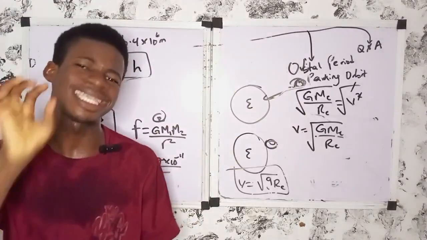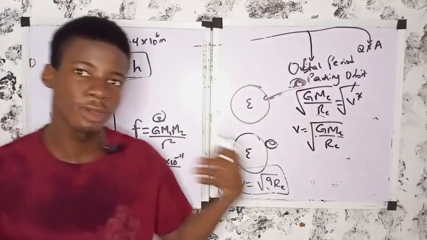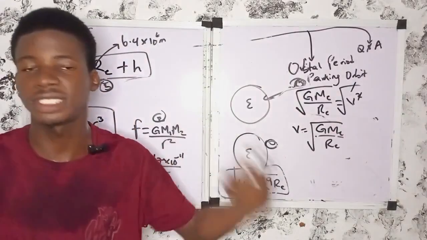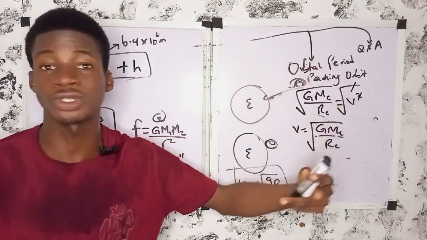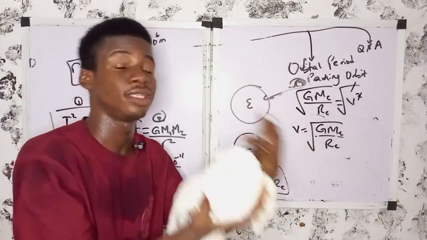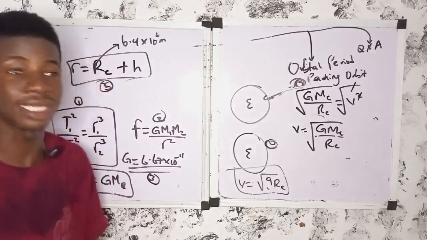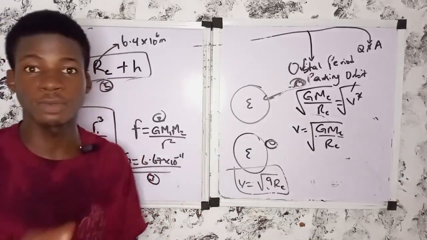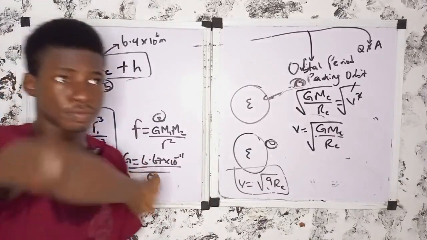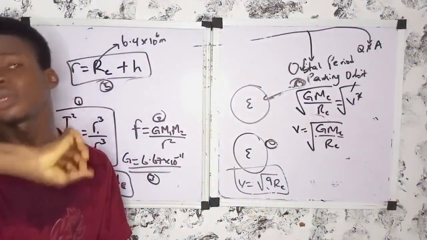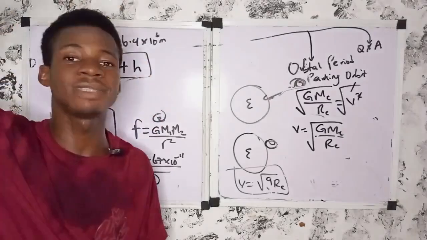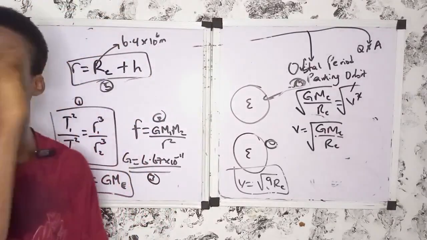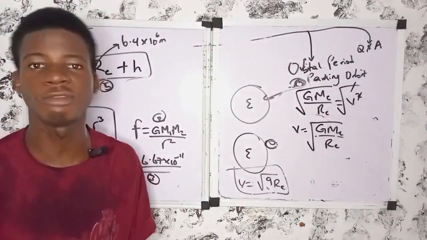Now there's what we call escape velocity. What is escape velocity? Escape velocity is the velocity with which an object escapes the gravitation of the Earth. For example, let's say you launch a rocket. The velocity with which the rocket escapes the Earth's gravitational pull is known as escape velocity.